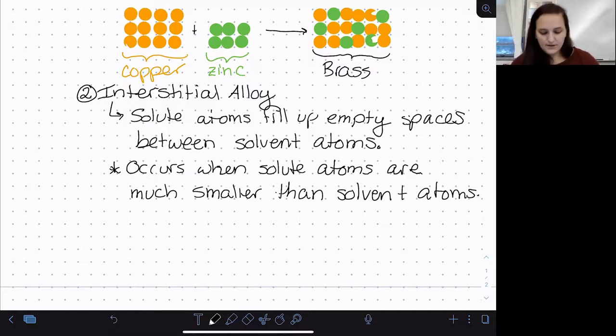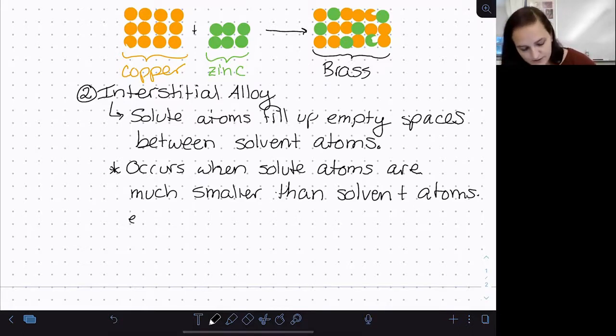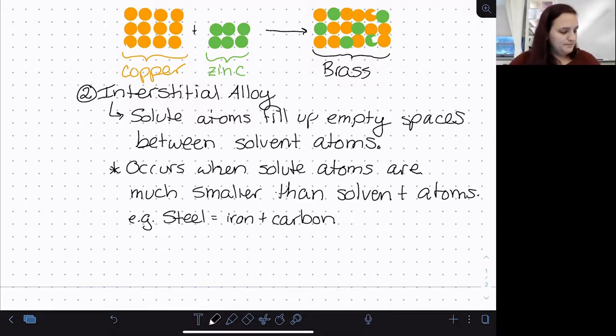And that is the case in the most common interstitial alloy that you're likely to encounter, which is steel. So steel is an alloy composed primarily of iron with a little bit of carbon mixed in. So most steels are about 2% carbon by mass or so. It can be more or less depending upon the exact application. So mostly iron, sorry, I said that wrong, mostly iron with a tiny bit of carbon mixed in. And those carbon atoms are filling in the holes.